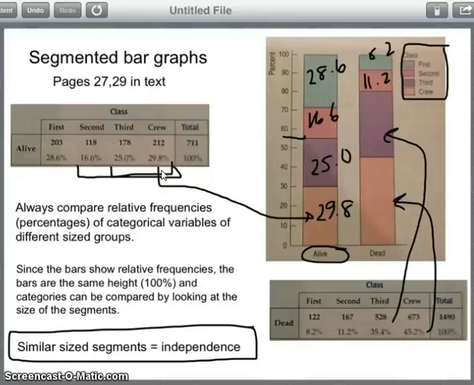Clearly we see that a much higher percentage of the crew died than survived, and a much higher percentage of the first class passengers survived than died. So when we go to compare these two, we would want to comment on those differences. So these are clearly not independent variables. They are associated or they are dependent on each other. So this is a really important tool, segmented bar graphs, for comparing two categorical variables, the relationship between two categorical variables. So make sure that you are able to construct a segmented bar graph.